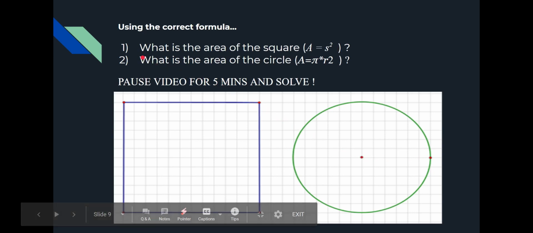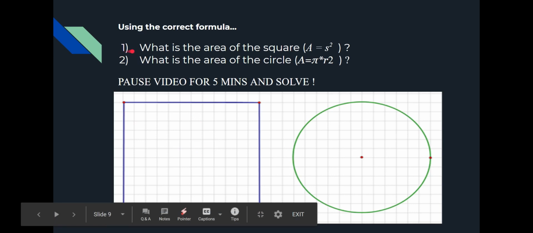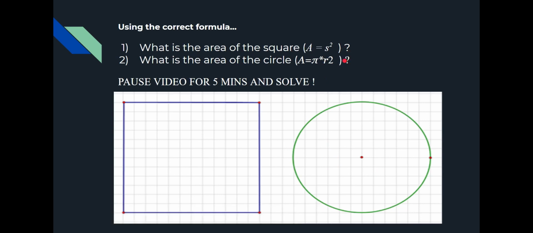Now, we're going to do two things here. The first thing we're going to do is find the area of the square. Second, we're going to find the area of the circle. We are going to do so using these formulas. I already put the formulas in for you. So using A equals S squared, where S stands for side. And for the circle, A stands for area, of course: area equals pi times R squared.